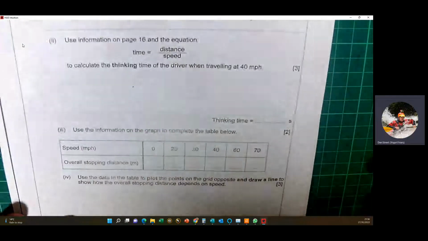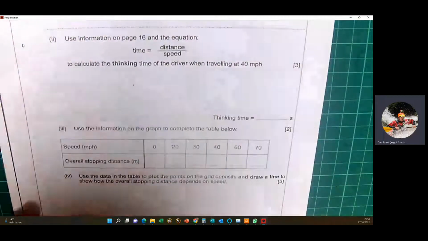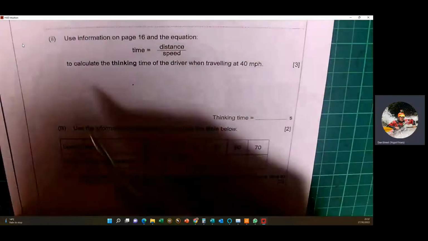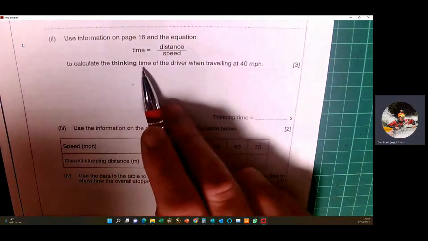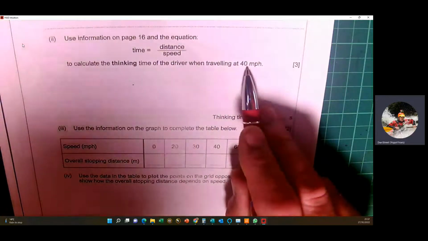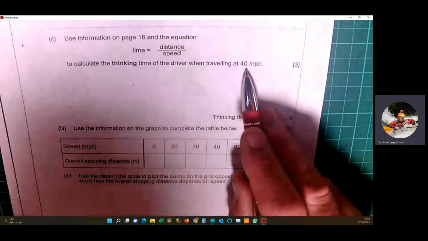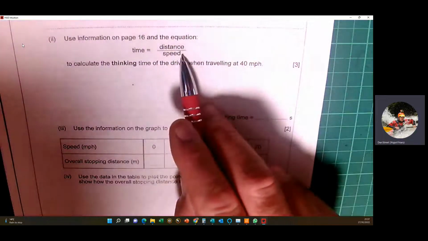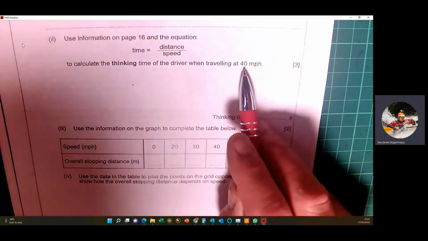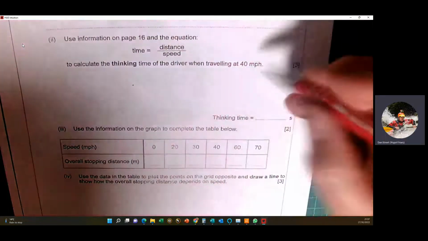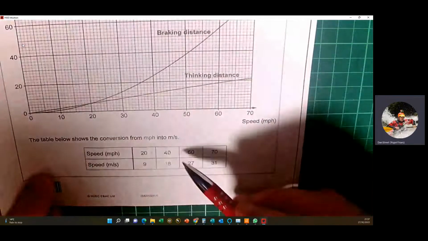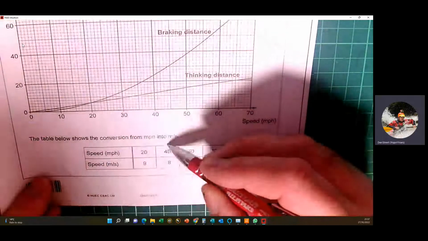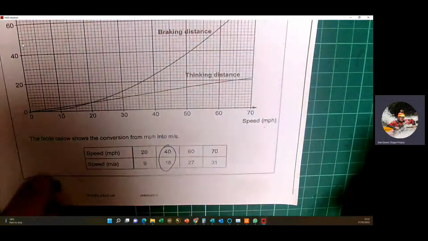Okay, the next question. Again, a question with an equation provided for us, which is always nice. So it says here, use the information on page 16 and the equation to calculate the thinking time of the driver when traveling at 40 miles an hour. So what we need to take from the graph is the distance and the speed at 40 miles an hour. So we need to remember that that's in miles an hour. So at this point, we need to refer to our table. Okay, so our table tells us that 40 miles an hour is the same as 18 meters per second, and that's a speed.